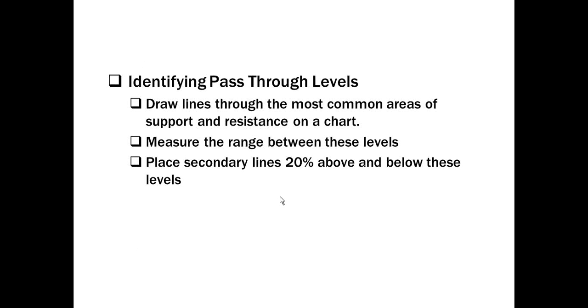So, identifying pass-through levels. What we're trying to do is identify levels at which we can find trading opportunities when the market is range-bound. A range-bound market is not always the funnest market to trade because it is trading sideways. It's hitting off support and resistance levels in the market. It's not making screaming trends, meaning it's not screaming up or down. It's basically just sideways.